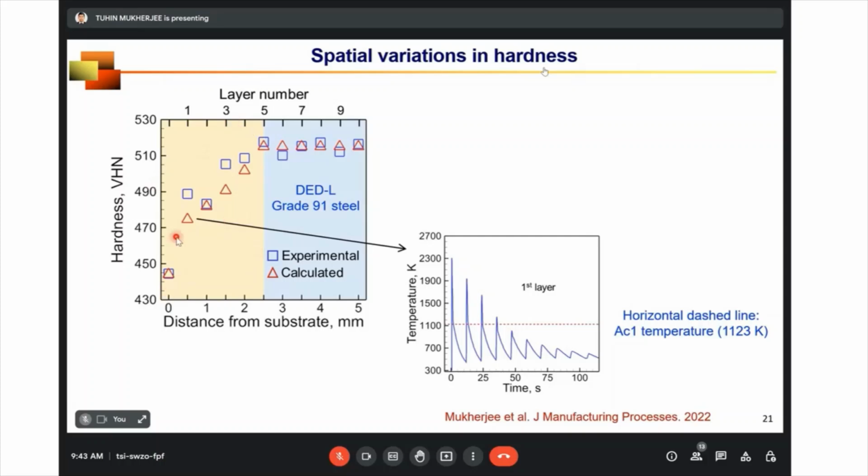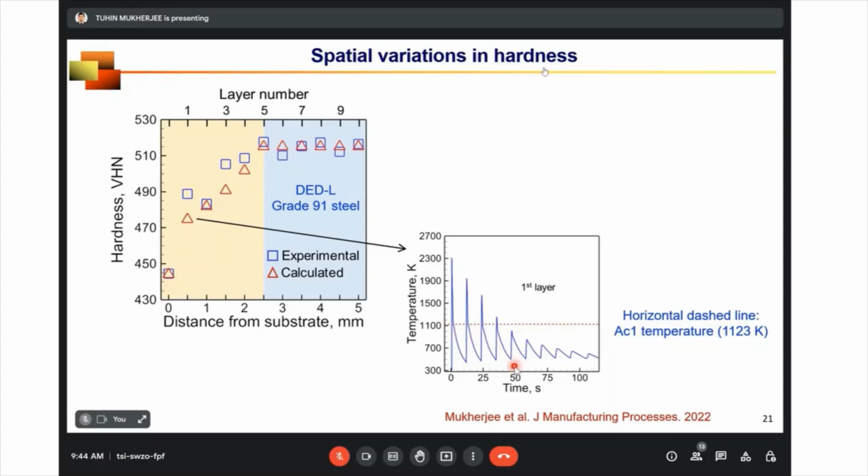For this yellow region where the hardness is gradually changing with distance, let's look at the thermal cycle. I have indicated the AC1 temperature. Above the AC1 temperature, it forms austenite. So let's consider the first layer. The temperature is increasing. It is above the solidus temperature and liquidus temperature. It melts and then it rapidly solidifies and cools down. During that process, it forms martensite. But the same martensite transforms to austenite again because the temperature goes above the AC1 temperature. And then it forms martensite again, austenite again, martensite again. But after some time, you can see that the temperature of that location does not go beyond the AC1 temperature.